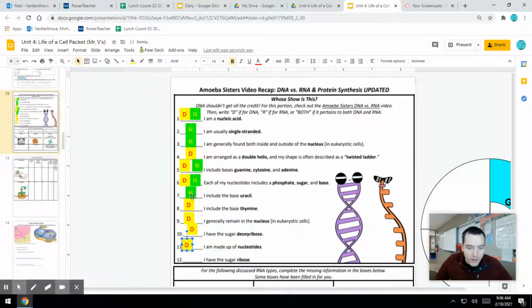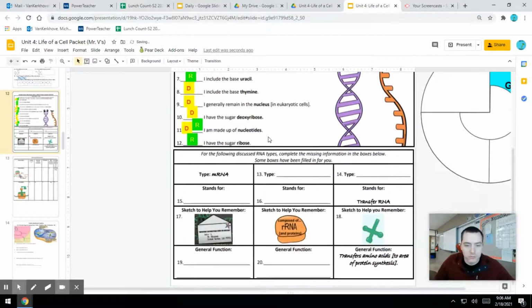And so to make another RNA, I'm just going to click, copy, paste. And I have the sugar ribose, that is RNA. And so now we just have some fill in the blanks. What are the three types of RNA?